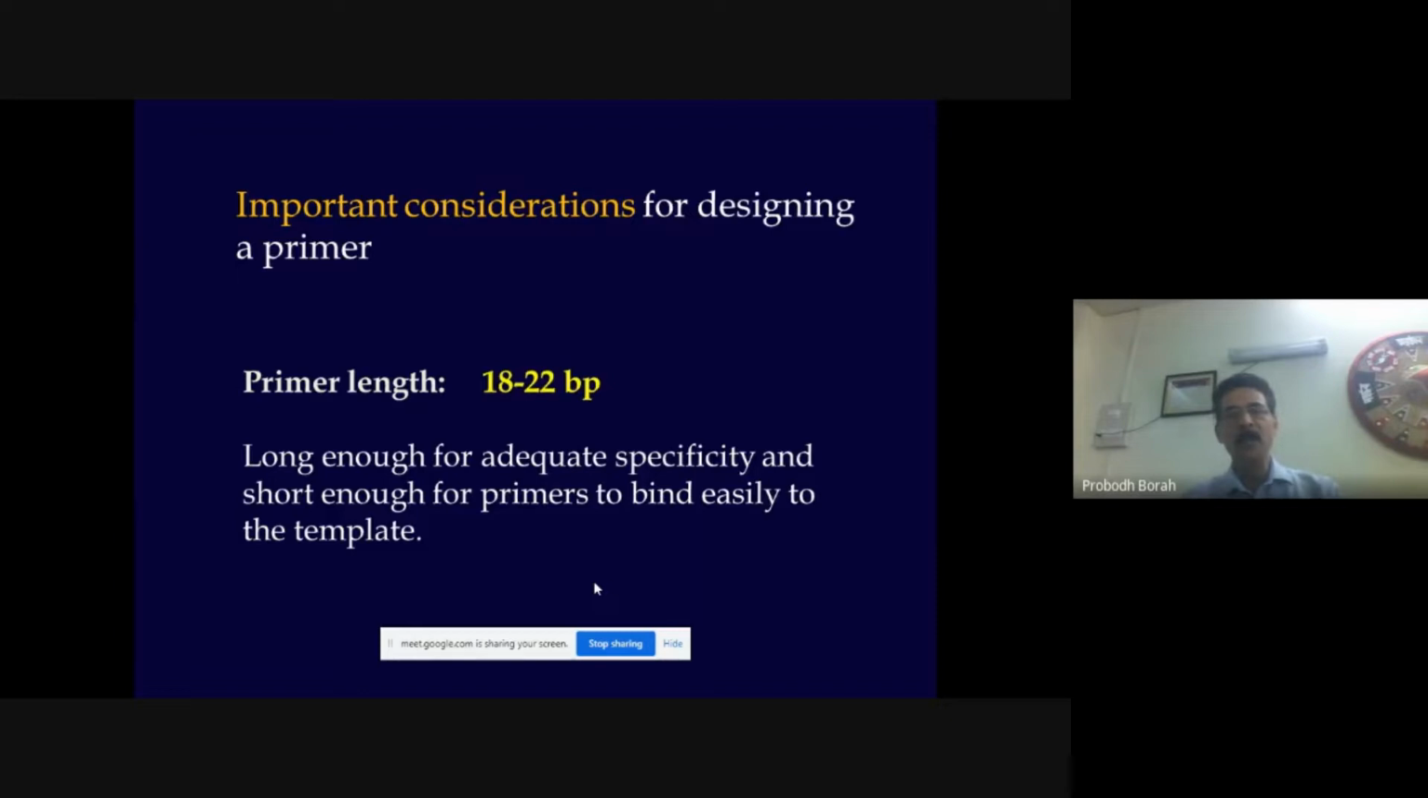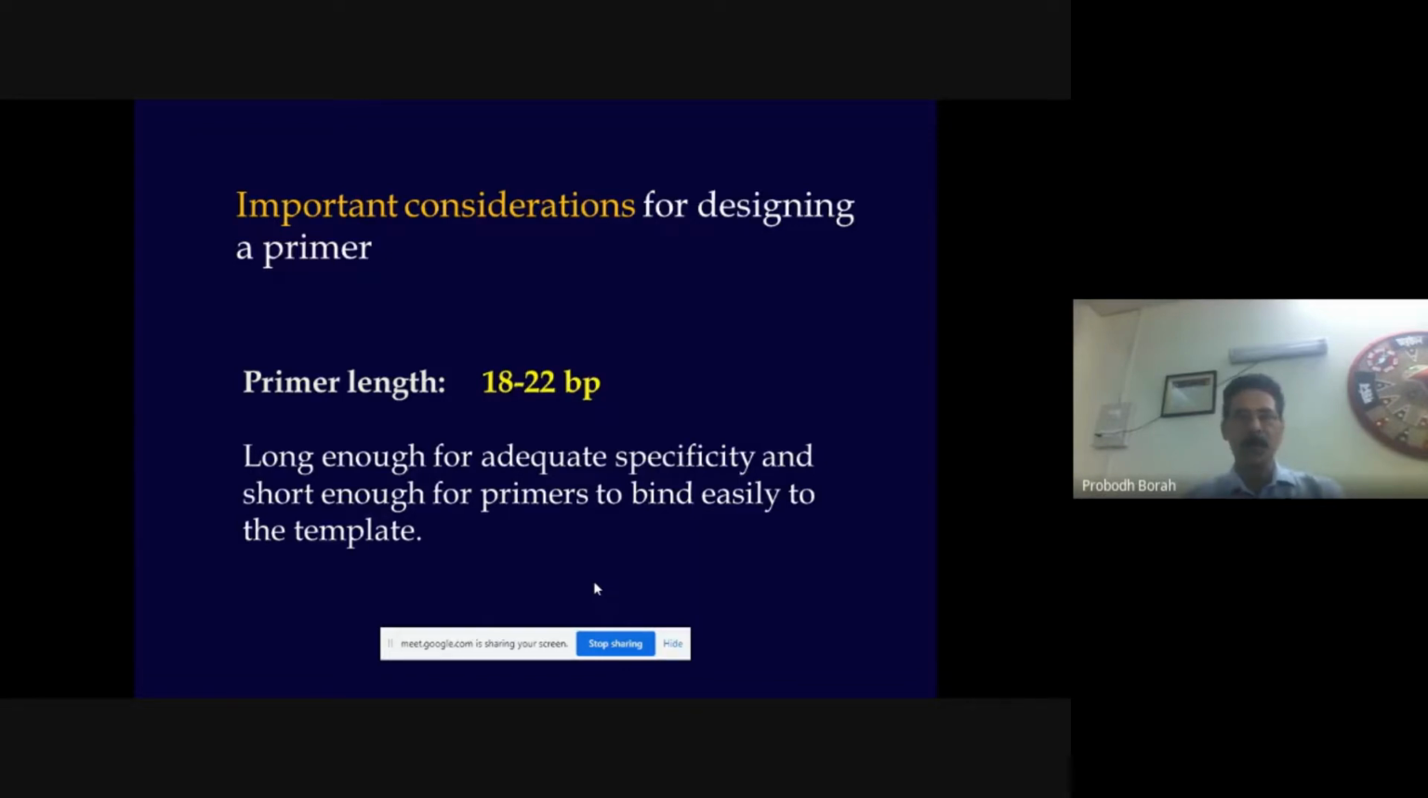to ensure adequate sensitivity. Let me explain. Suppose we take a primer of a very short length. What will happen? Suppose instead of 18 base pairs, we are taking a primer of only 5 base pairs. Only 5 nucleotides are there.